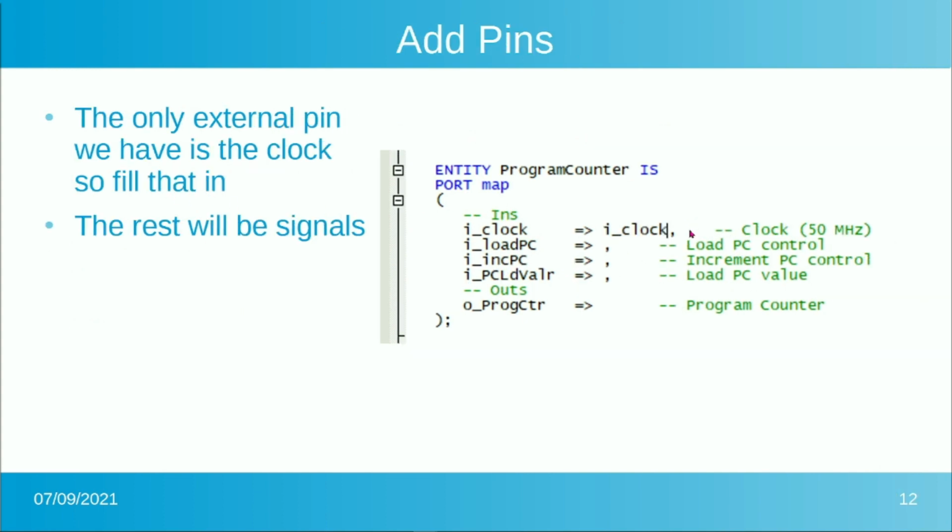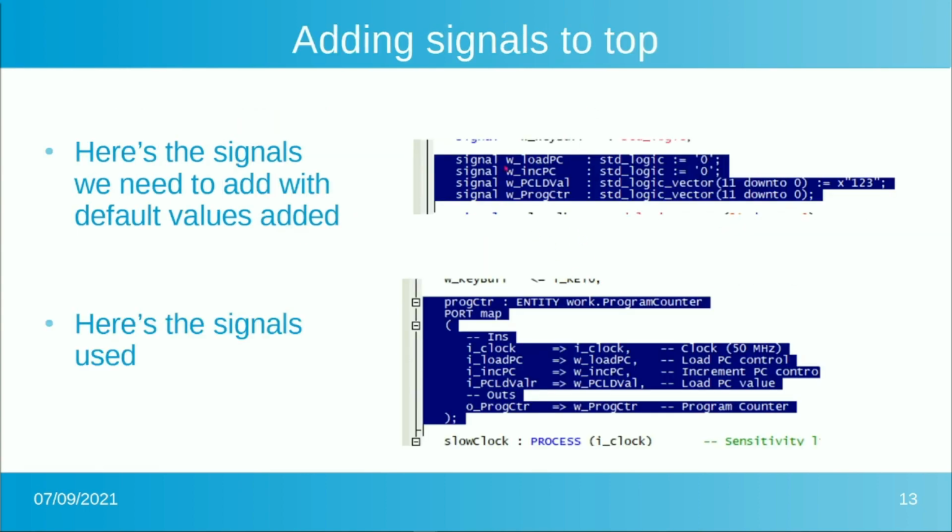The only external pin we have is the I clock, so we filled that value in, and the rest are all going to be signals inside of the entity itself that's calling the other entity. So we need to add those signals to the top of the CPU 001, and that's LoadPC, and that's standard logic with a default value for now. If you do the colon equals and then a single quote, zero, single quote, again, these will all have semicolons at the end, that'll set the default value to 0 if we haven't assigned it in the function itself.